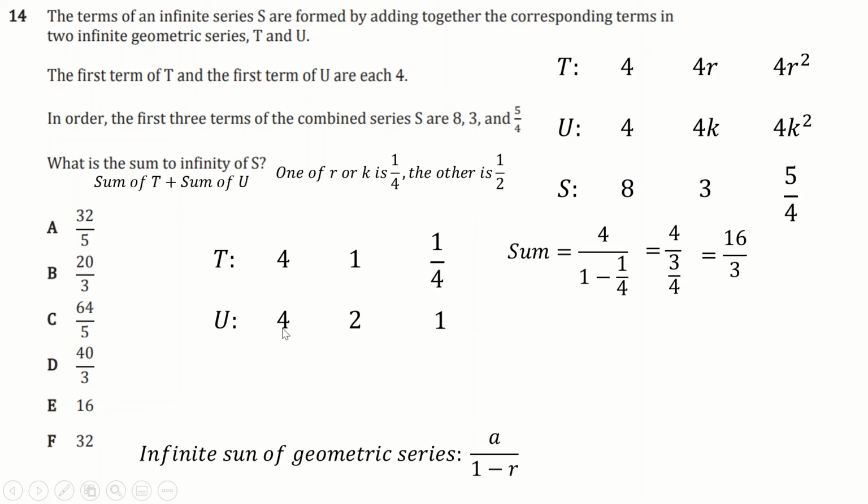This one, starting term is still 4. This time the ratio was a half. That's a half. Bounce the 2 up to get 8. And then add these things together. 8 is 24 over 3. And that's going to be 40 over 3. And that's going to be the sum of S, which is just the sum of T and U. And that's going to be our answer.